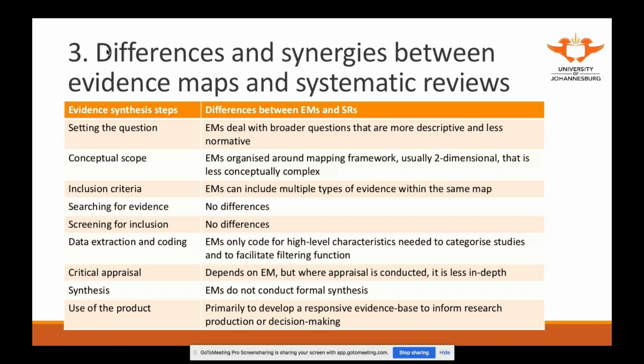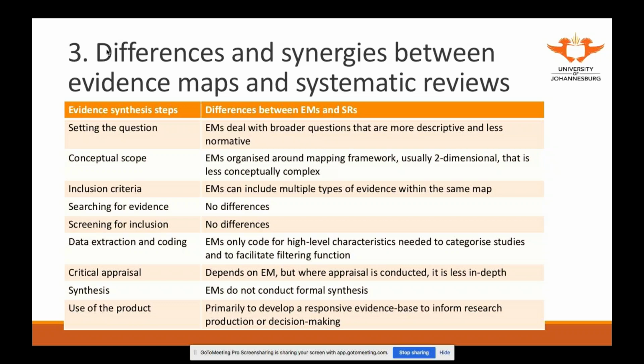Also in terms of the conceptual scope, evidence maps, in the definition adopted for this talk, are organized around a mapping framework, usually two-dimensional. There are also now 3D and 5D mapping approaches. But that also makes them, to be fair, conceptually less complex. So it's not an elaborate theory of change with different diagrams. Not to say they're not theory-informed, but I don't think it's the same level of conceptual complexity as usual, in particular, full systematic reviews.